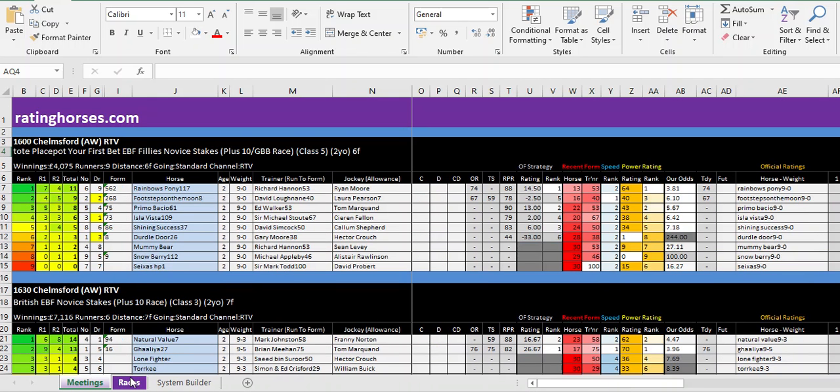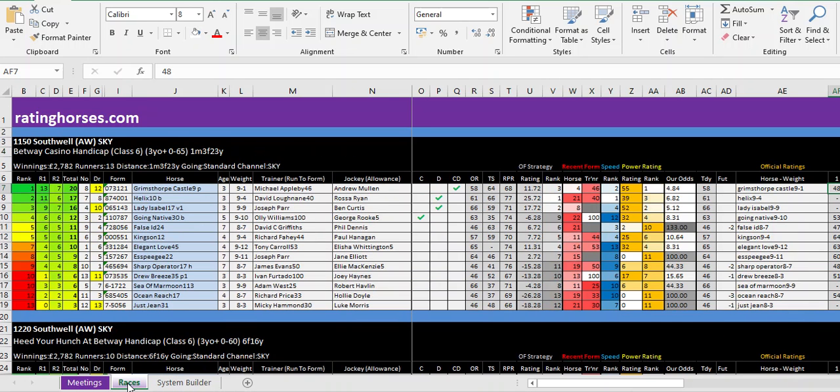If I quickly, obviously the first card here is Chelmsford. If we go to race time order, we can see on the Thursday, the 26th of November, the very first race of the day was the 11:50 at Southwell. We're going into the winter months and racing starts earlier and earlier.